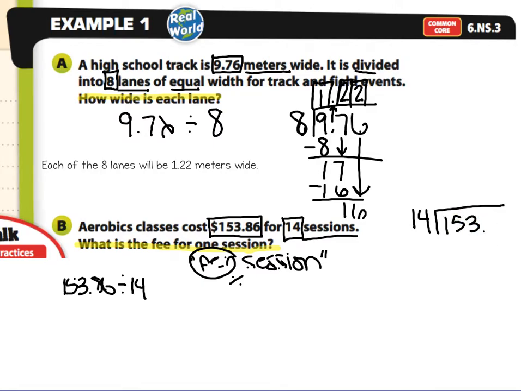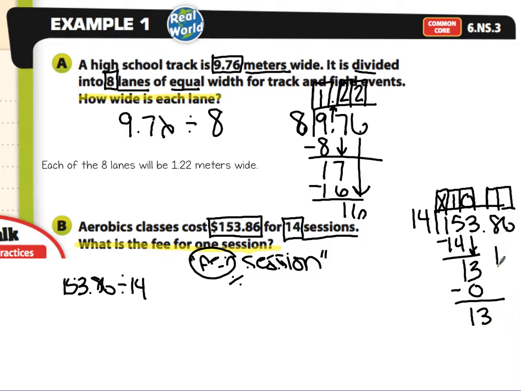So $153.86. I'm going to put up a chair for each person in the party, except for the decimal for each number. Okay, can 14 go into 1? No. Can 14 go into 15? Yes, 1 time. Minus 14 is 1. Bring down the 3. Can 14 go into 13? No. So we actually do put a 0 here this time because we brought down the 3. Minus 0. We get 13, and then we have to bring down the 8.